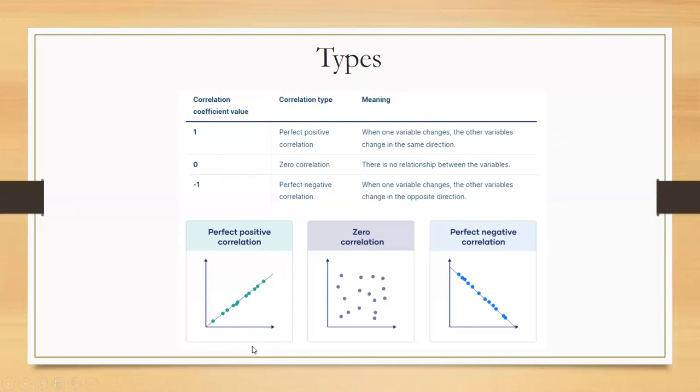So as you can see in the picture, positive correlation means everything is aligned together, it goes in the same direction. Zero correlation means it's all scattered, there is no meaning or relationship between the variables. If it is a perfect negative correlation, then when one variable increases, the other variable decreases, okay.